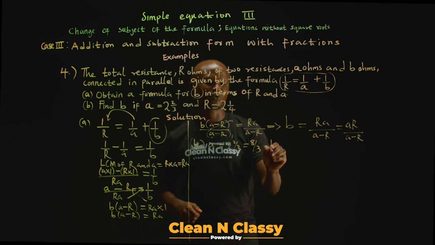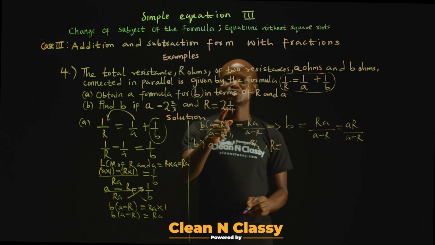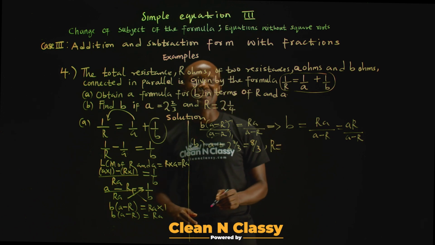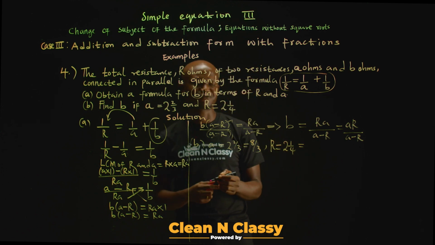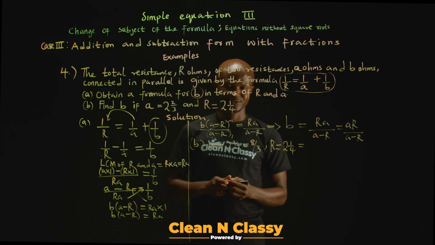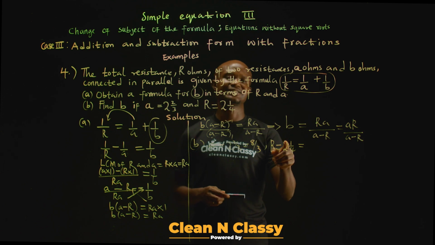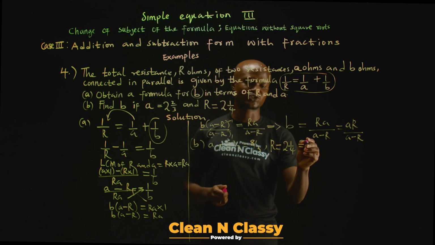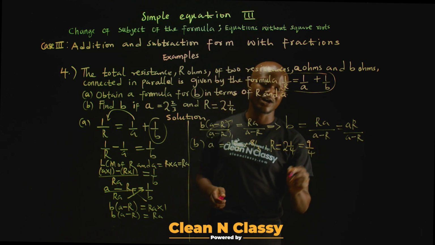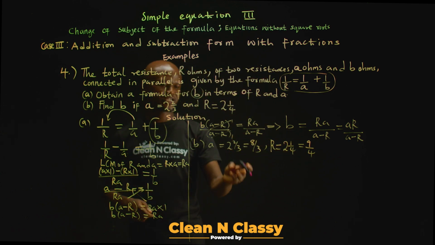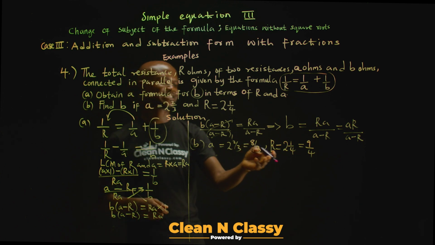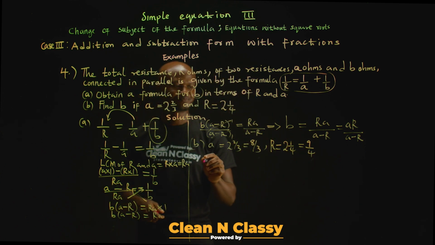Likewise, the value of R. We need to convert 2 and 1 over 4 to an improper fraction. So 2 times 4, that is 8. Then 8 plus 1, that is 9. So we have 9 over 4 for R. Now, we want to find the value of B, given A to be equal to 8 over 3 and R equals 9 over 4.